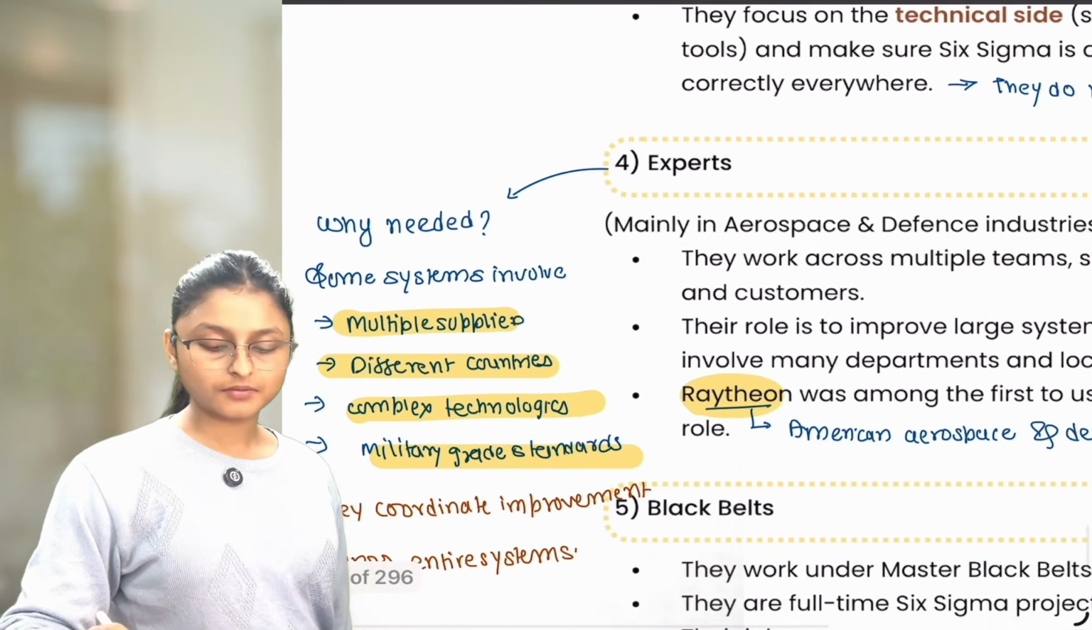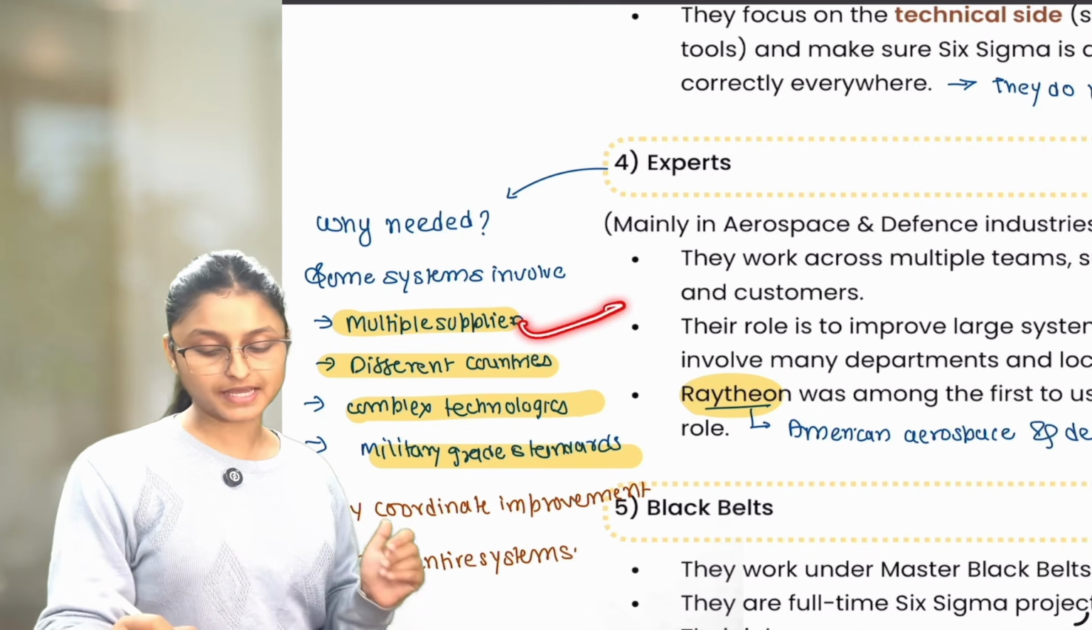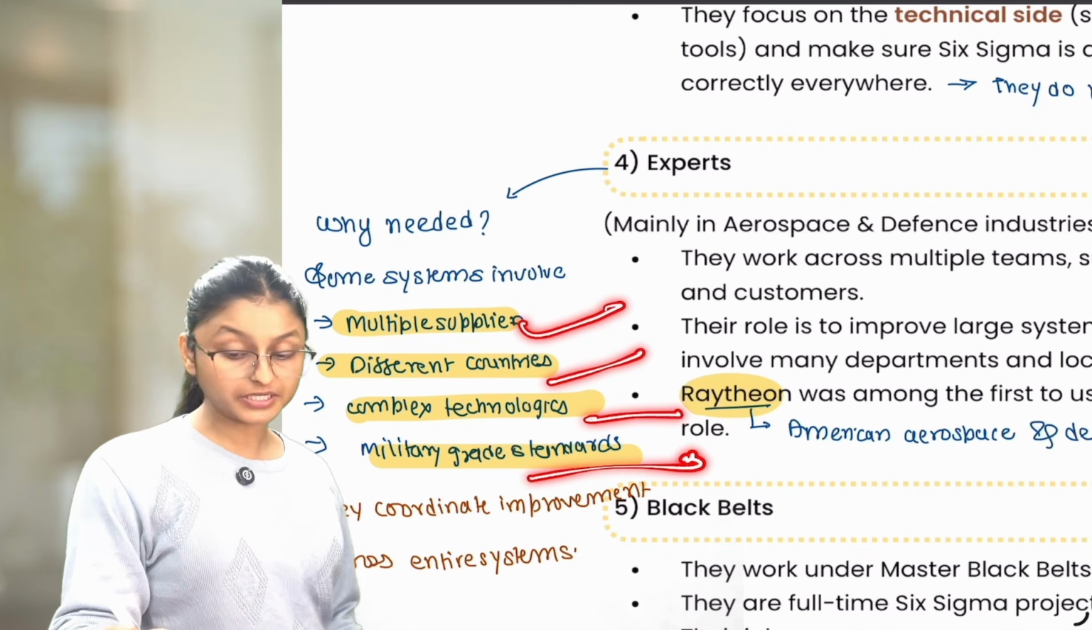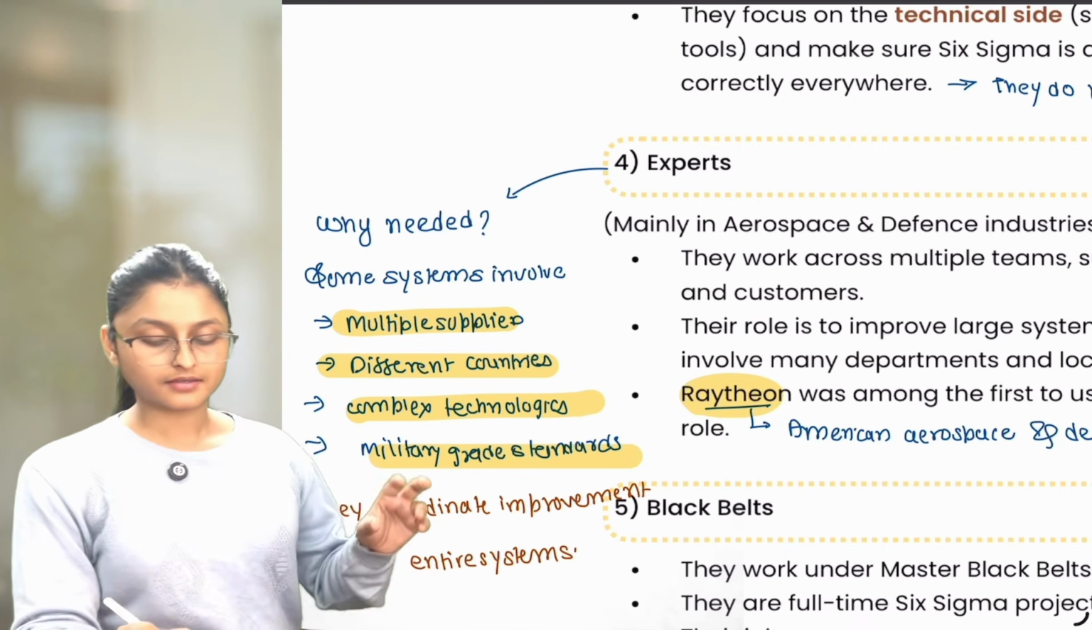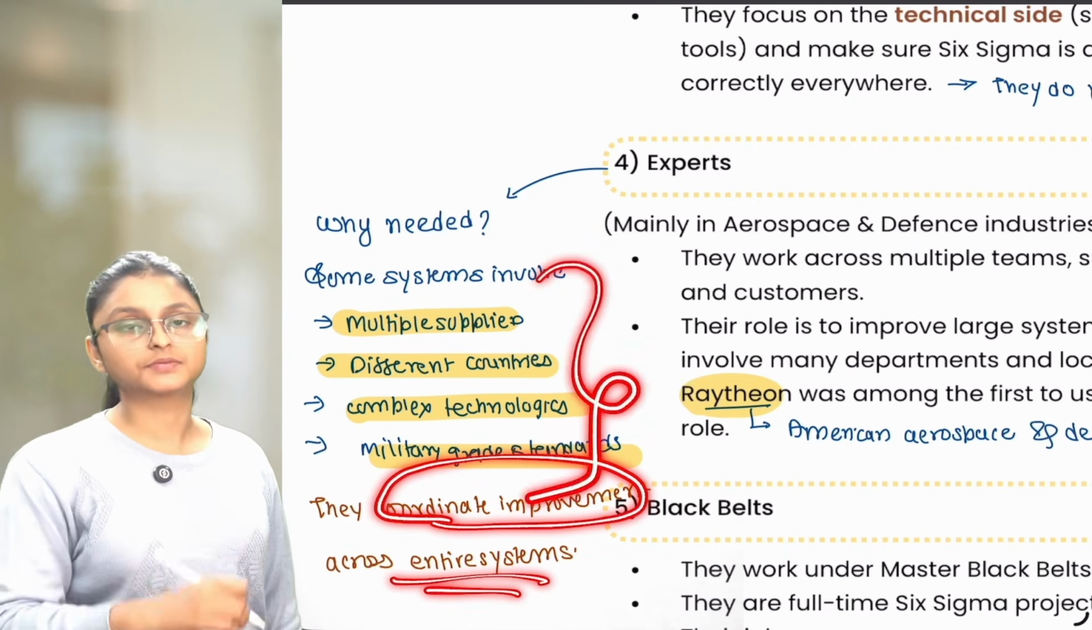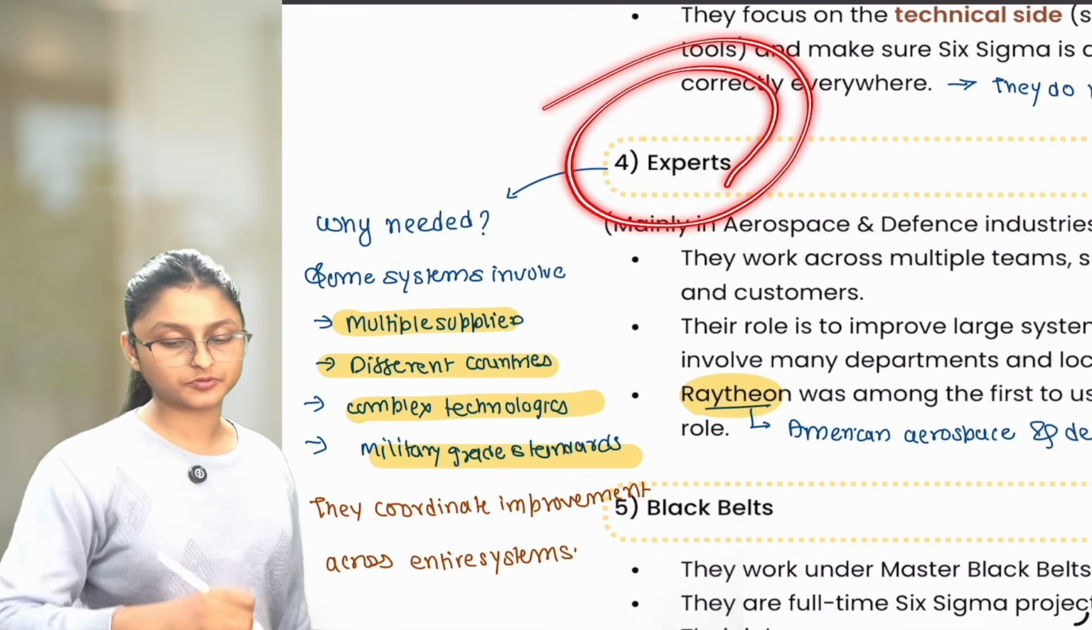Experts, mainly in the aerospace and defense industry. Why are they needed? Because subsystems involve multiple suppliers, different countries, complex technologies, multiple grade standards, military grade standards, and that is why it's very important to coordinate improvement across the entire system. And for that we need experts.